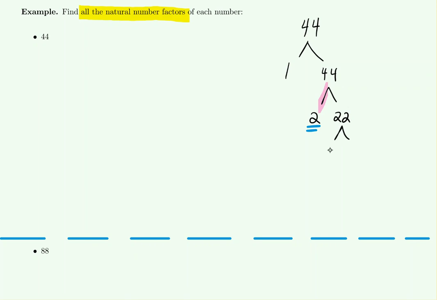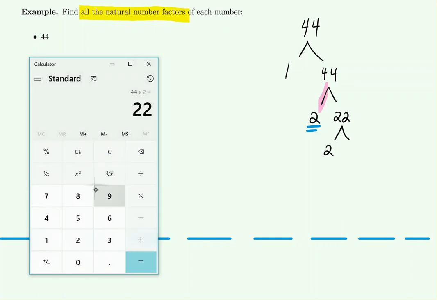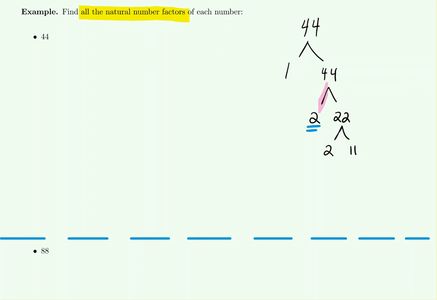It's an even number, so I'm just going to divide it by 2 again. We know that's 11, or we could just verify with our calculator. We then refer to our list of prime numbers less than 100, and both 2 and 11 are prime numbers. So we know that there's no more work to be done. These are all of the prime factors. So there's nothing more to separate in the tree.